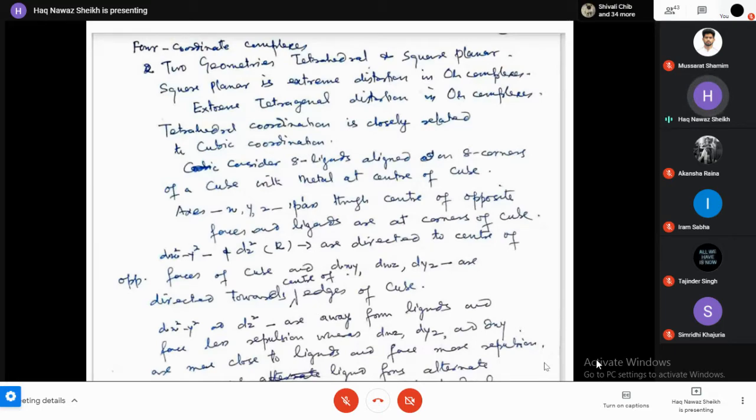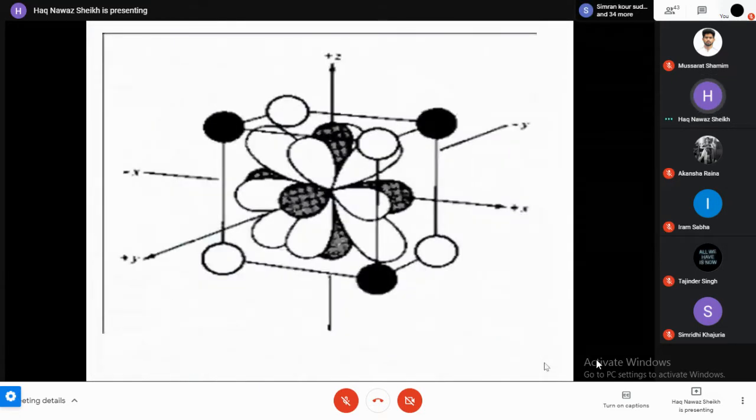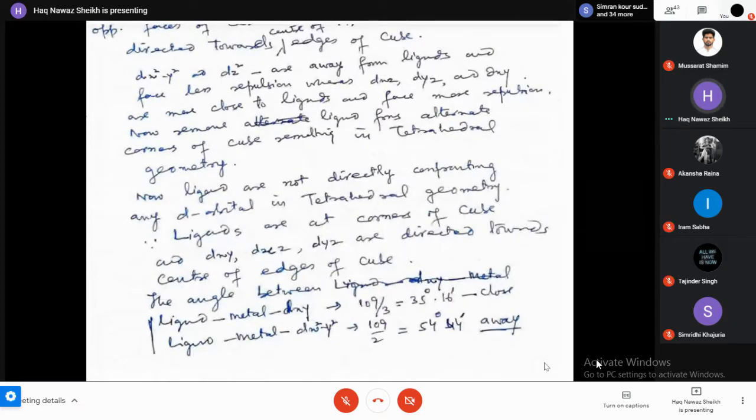So dx square minus y square and dz square are away from the ligand and face less repulsion, whereas dxy, dxz are more close to the ligand and face more repulsion, right? So they face more repulsion. Now remove the ligands, alternate ligands from the alternate corners of the cube. It results in a tetrahedron geometry. Now ligands are not directly confronting any d orbital in the tetrahedron geometry.